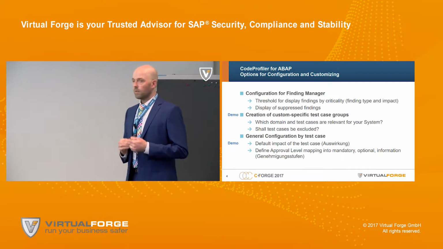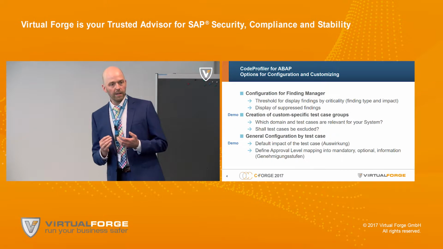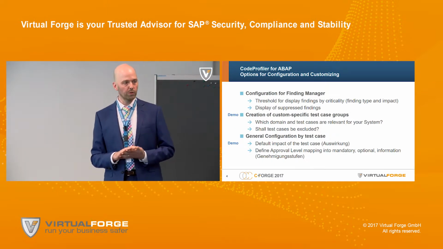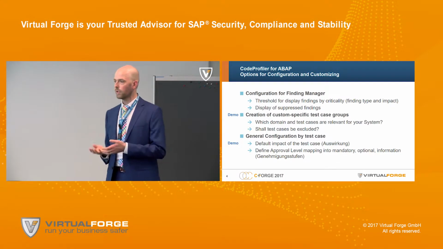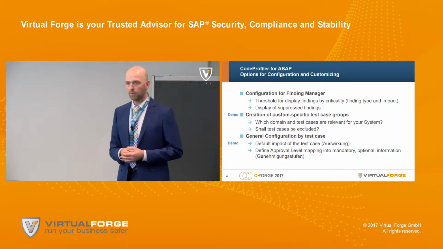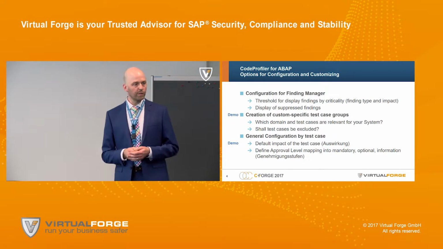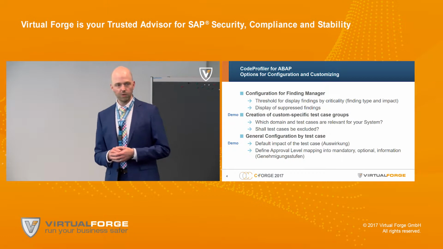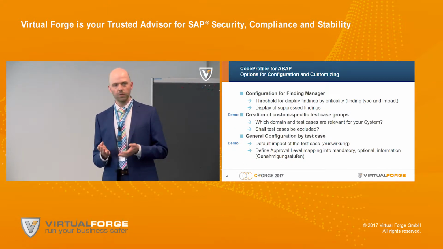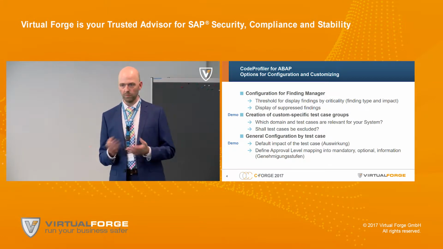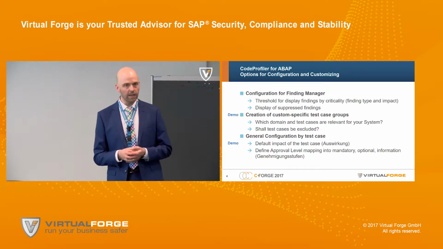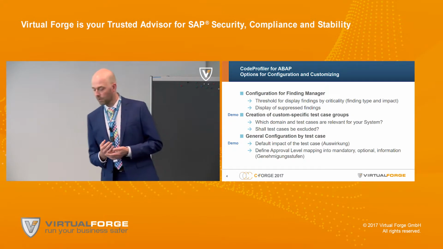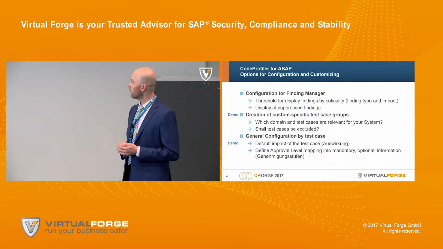First step is you can define the severity level of the findings. What do you want to see? Do you want to see everything, or do you want to see only the critical ones? For example, CodeProfiler is reporting a lot of informational findings. For example, we're having test cases like show me all database accesses, so show me all authorization checks. And this is not necessarily a bad thing, but it will be reported as finding. If you don't want to see it, you can use the configurations for the findings.